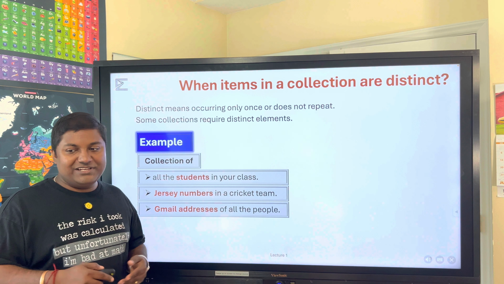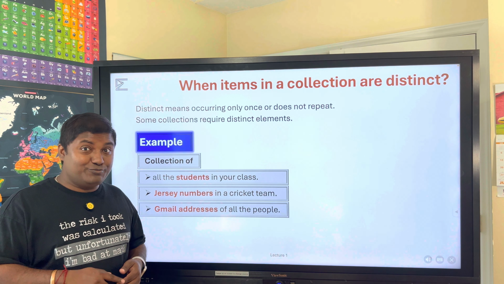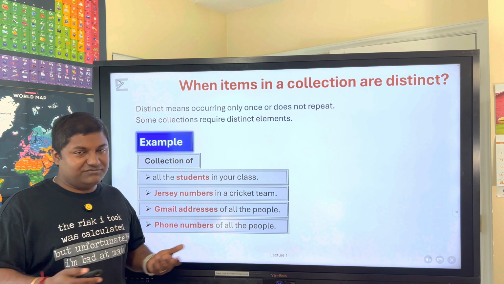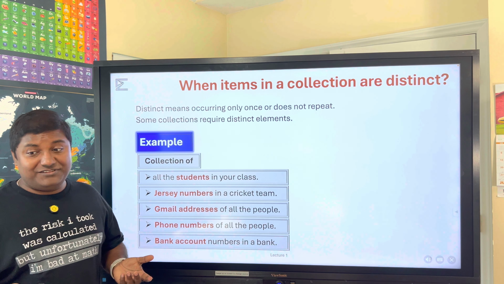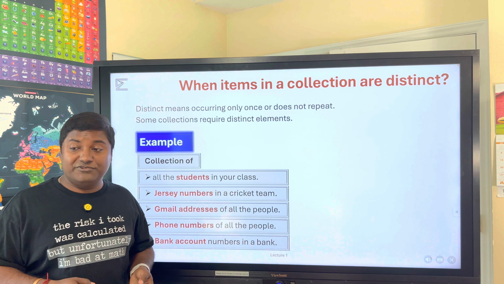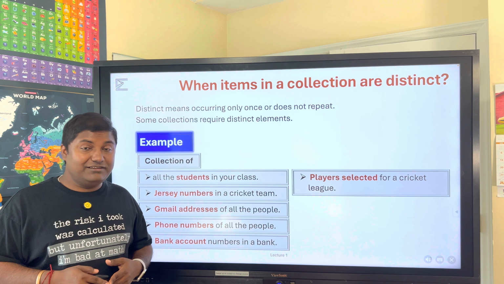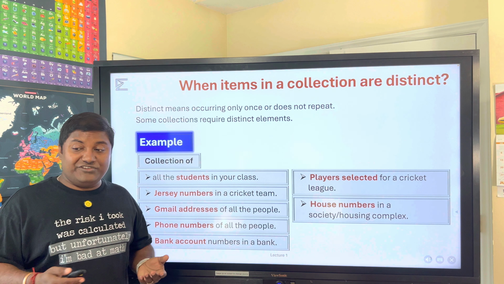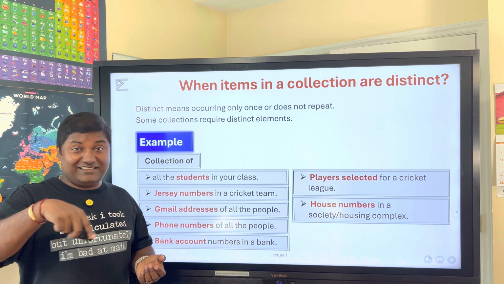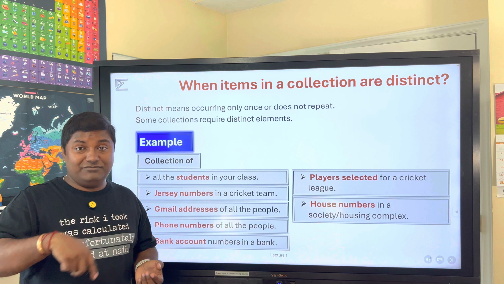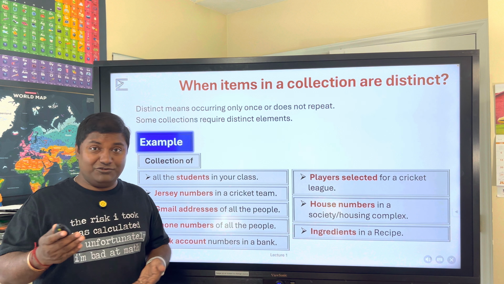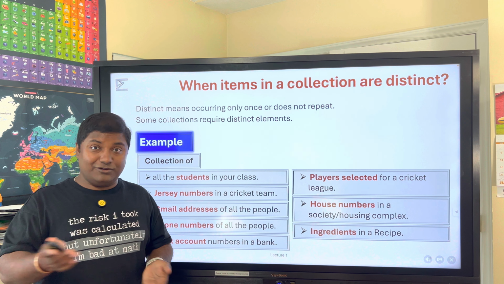Next example, Gmail addresses of people. No two persons have the same Gmail address, right? Another example, phone numbers of all the people. Same explanation. Bank account numbers in a bank. Everyone has a different account number. Players selected for a particular league. Same explanation. House numbers in a society or housing complex. Everyone has a different house number in the same locality, right? Or same society. Ingredients in a recipe. When you have a recipe to make something, the ingredients are always distinct.